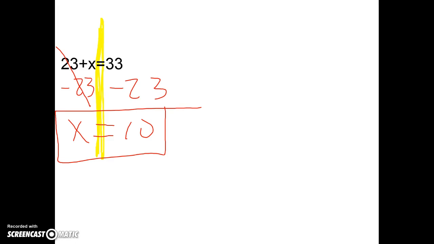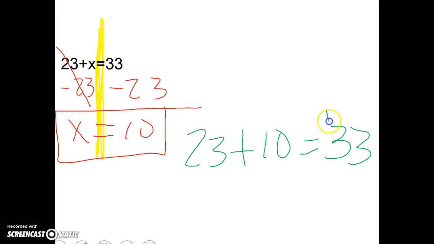Now all I gotta do is just plug him back in, the value of x into the equation. So I have 23 plus x. What is x? x is 10. Does that equal 33? Yes, that equals 33. That is a true statement. So then I know that this value right here, x equals 10, is correct.